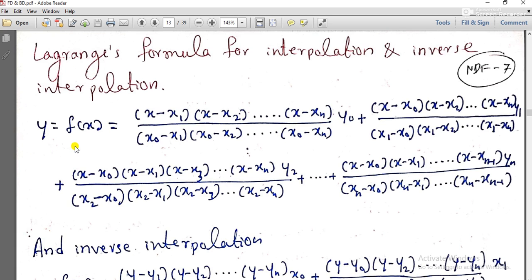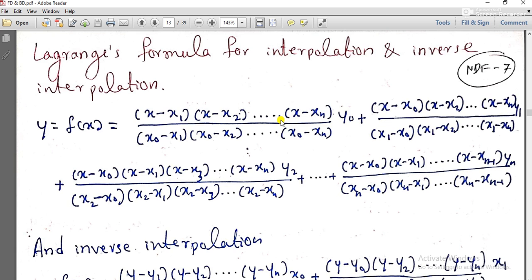First, what is Lagrange's formula? y is equal to f of x is equal to (x minus x1) into (x minus x2) into (x minus x3) into (x minus x4), and so on up to (x minus xn), divided by (x naught minus x1), (x naught minus x2), and so on up to (x naught minus xn), into y naught. It means this term is the y naught term, this is the y1 term, this is the y2 term, y3, y4, y5, like that.